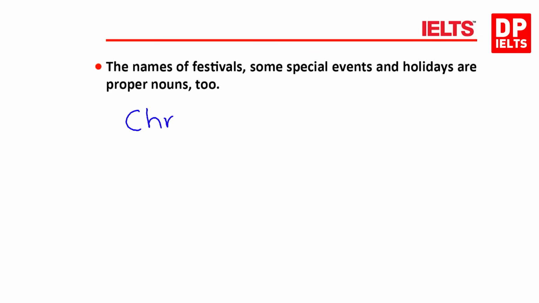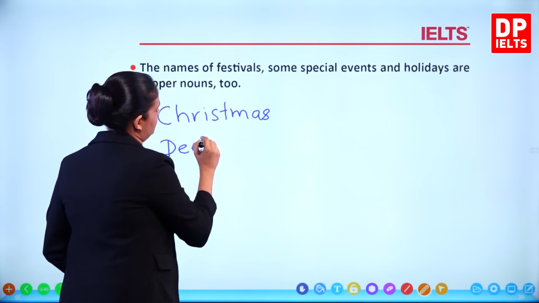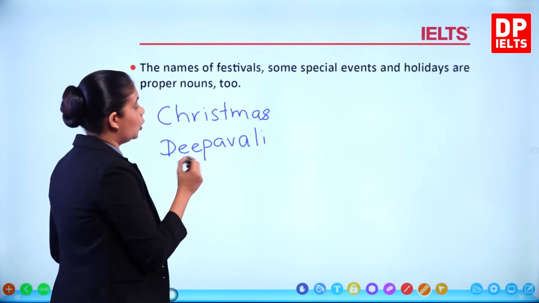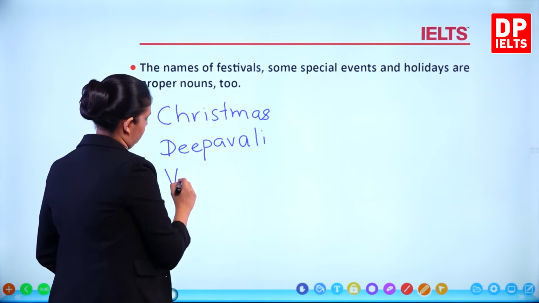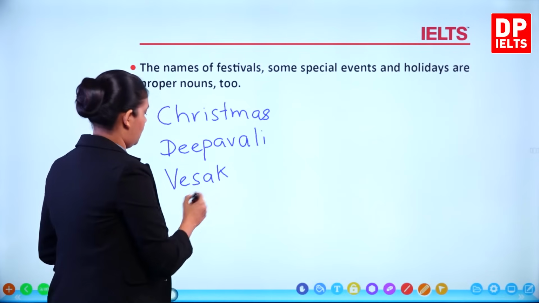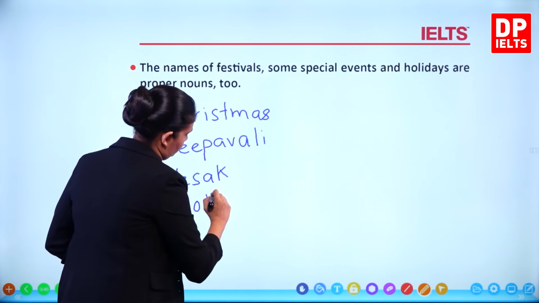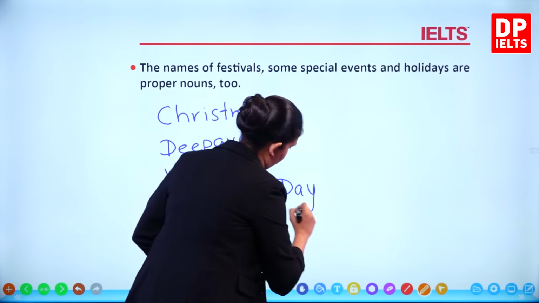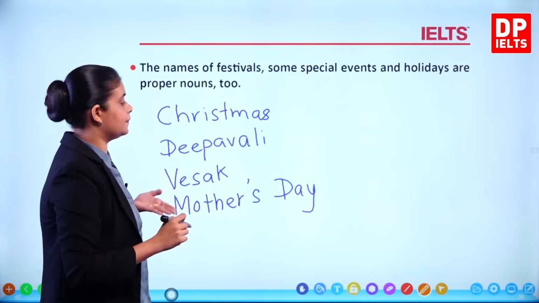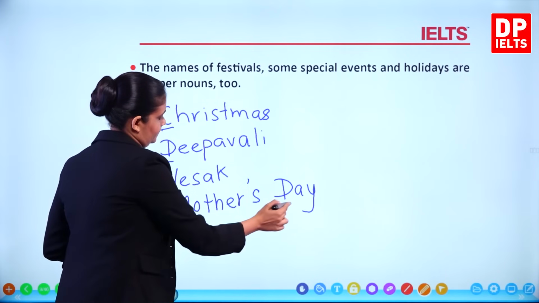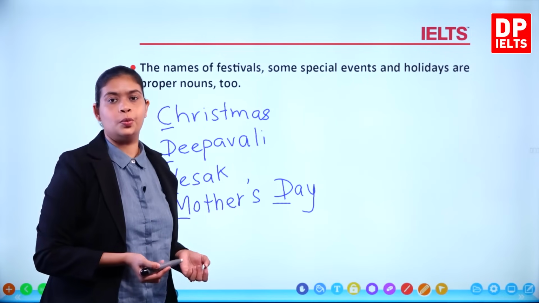Let's take festivals. Christmas, Deepavali. So these are some of the festivals that we celebrate in Sri Lanka. Okay? Holidays. You can take Vesak, which is also a festival. Any special events, like Mother's Day. Vesak is also a holiday for us around the world. Okay. So because these have special names, they all start with capital letters, and they are also proper nouns.